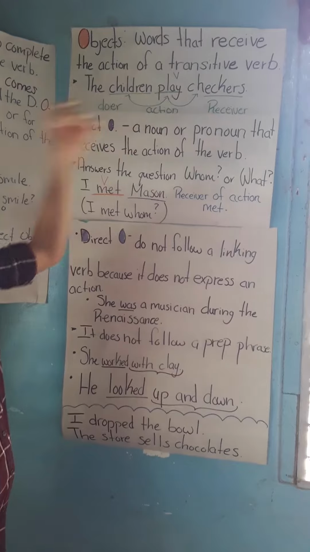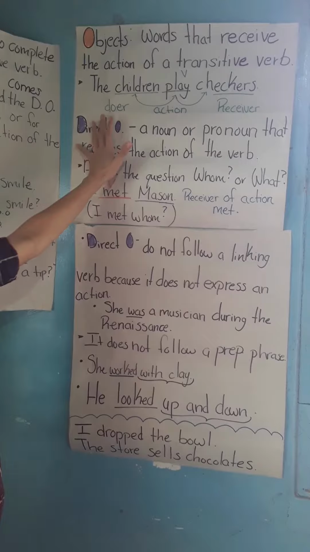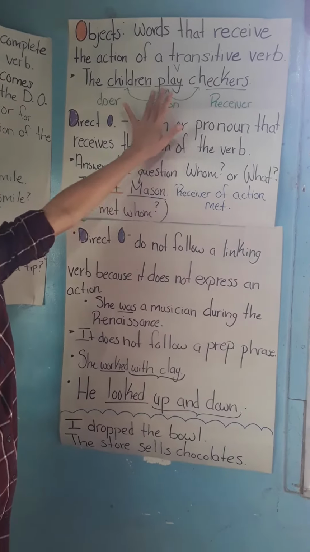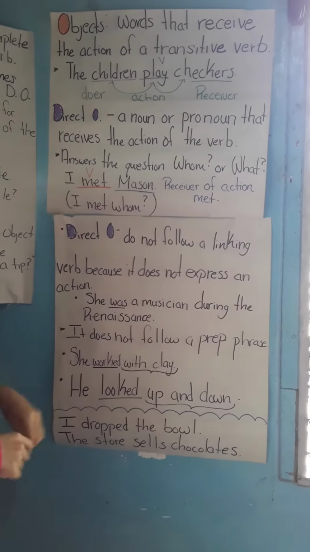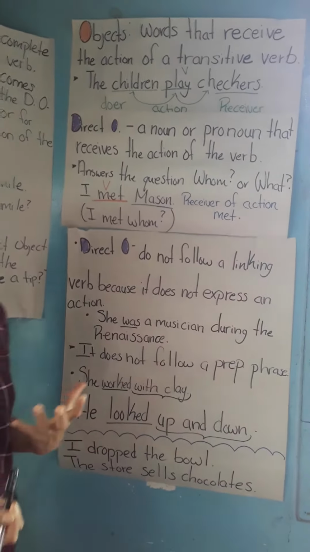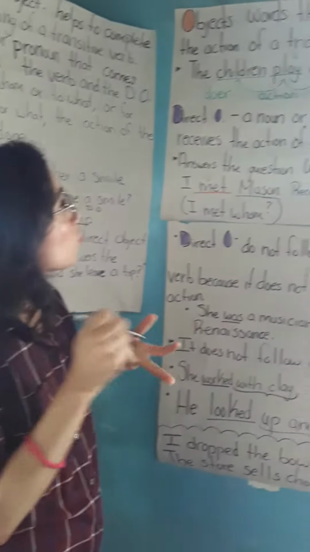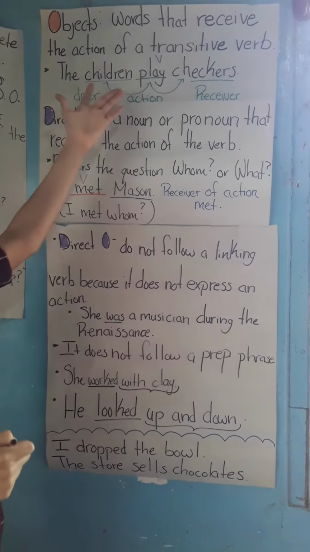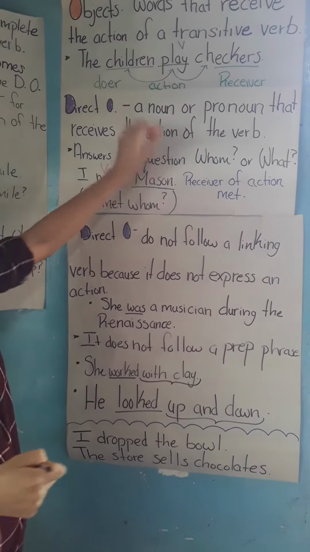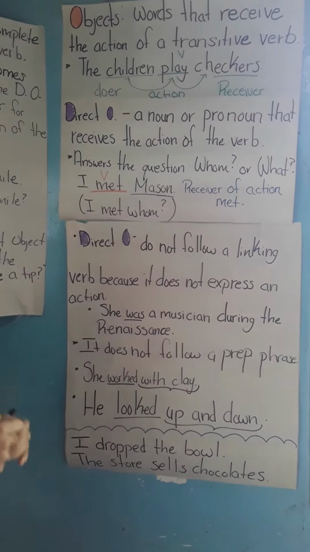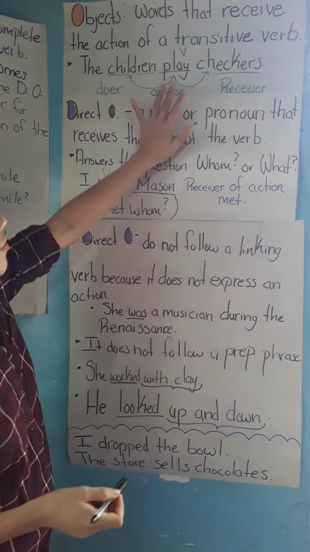The children play checkers. So we have the subject of the sentence, which we will call the doers of the action, play, which is an action verb. And we have checkers as the object of the sentence. Usually the order in a sentence is the subject, the verb, then the object. What an object does is just receive the action of whatever verb is in the sentence. So right here, checkers would be the object, the receiver of the action play, or the verb.